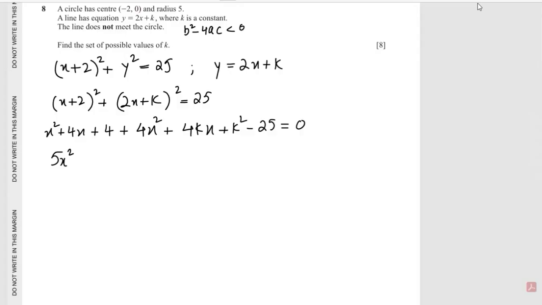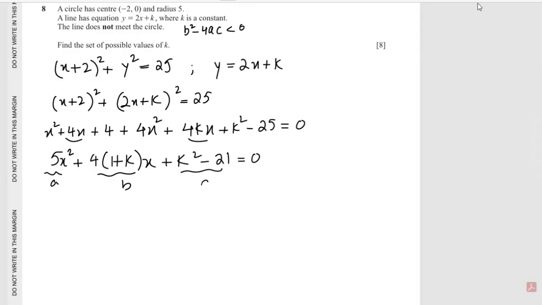How many x values do you see? This one and this one. So you can write it as (4 + 4k)x. And now the terms independent of x are k² + 4 and minus 21, so negative 21 equals 0. So I've got my A value, I've got my B value, I've got my C value.